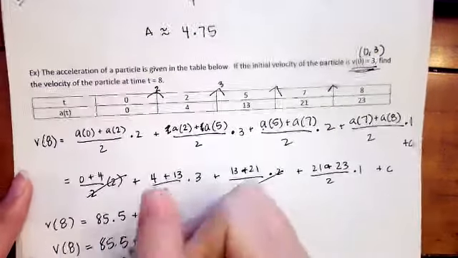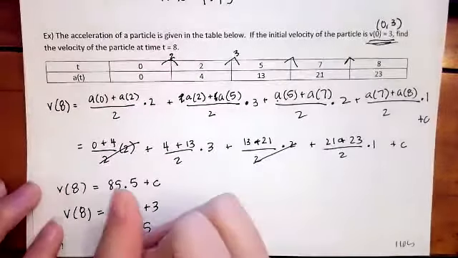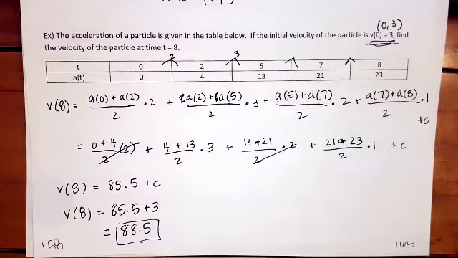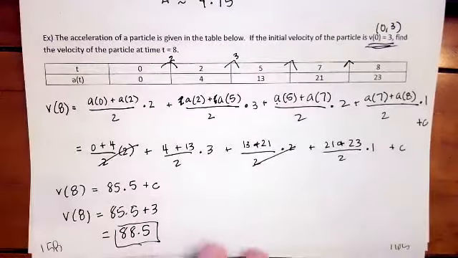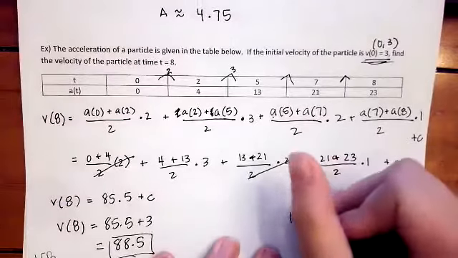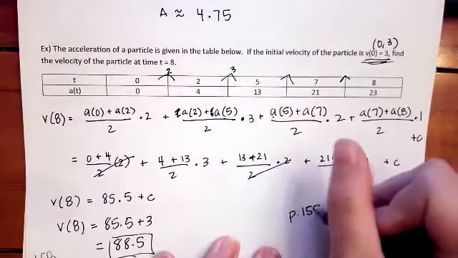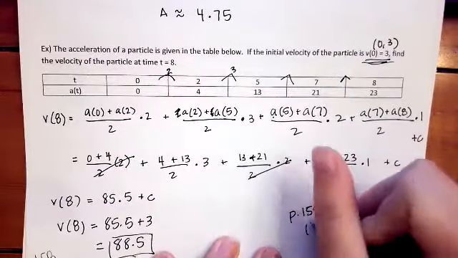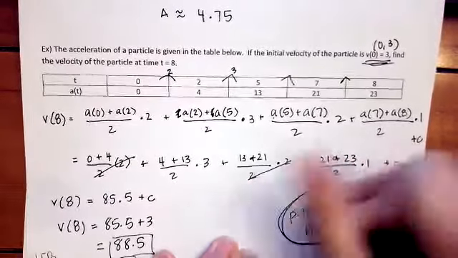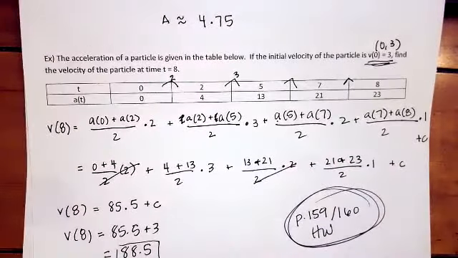So our velocity at 8 is approximately 88.5. Okay. If you flip to the next page, page 159, 160, that is your homework tonight. It goes over all of Riemann sums, left, right, midpoint, trapezoidal, and gives you some practice with that.